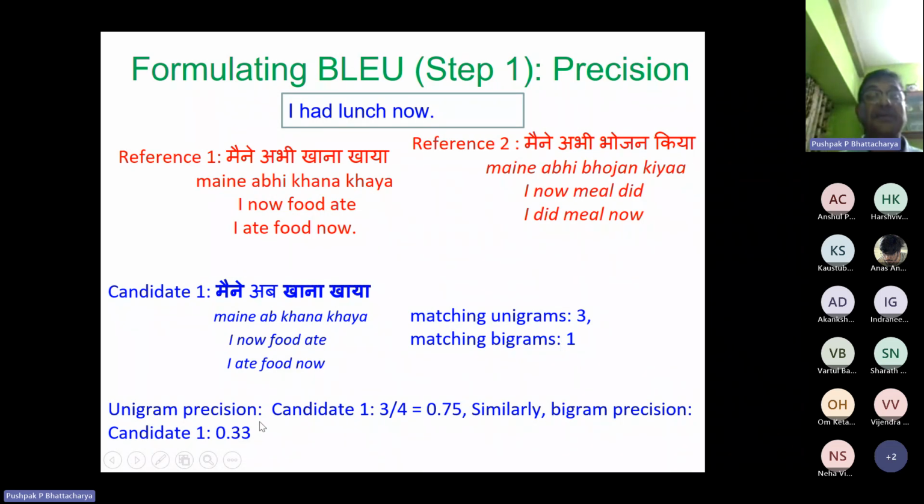So we compute what is called unigram precision. How many unigrams out of the candidate translation are correct? Here in candidate 1, 3 out of 4 unigrams are correct. So 3 by 4 is 0.75. Similarly, bigram precision is 1 by 3. There are 3 bigrams: मैंने अब, अब खाना, खाना खाया. Only खाना खाया is correct. So bigram precision is 0.33.